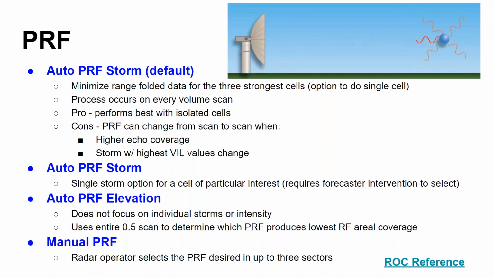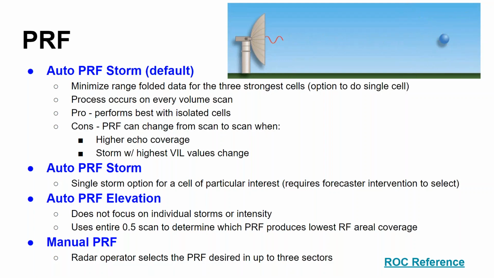This performs pretty well with isolated convection, and it's a process that occurs on every single volume scan. So this is constantly monitored and can change from scan to scan. If you do have situations with more widespread convective coverage, it is possible that those strongest cells change, both in position and location, based on whatever the highest VIL values are.